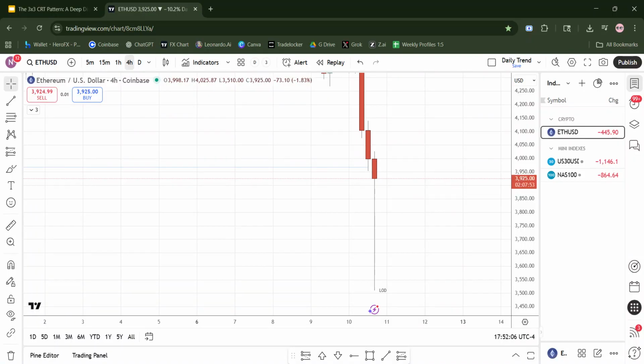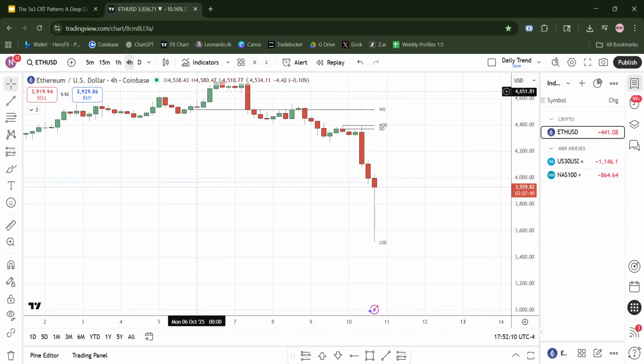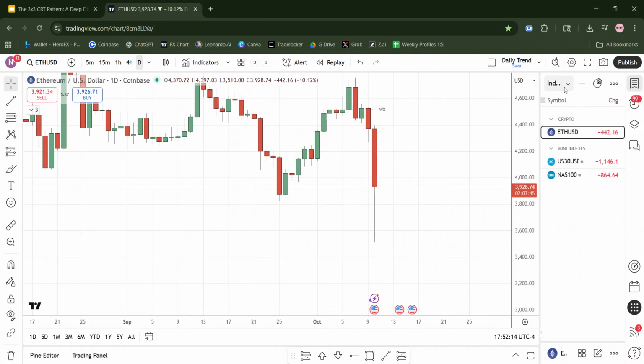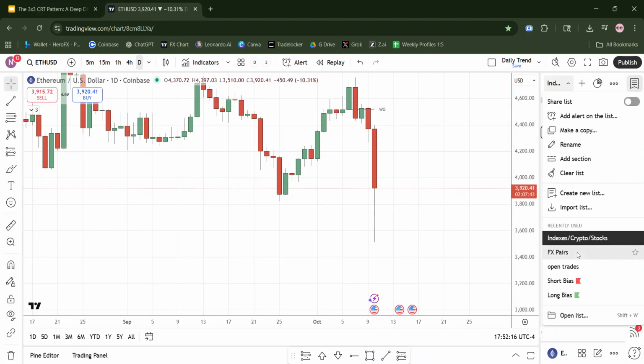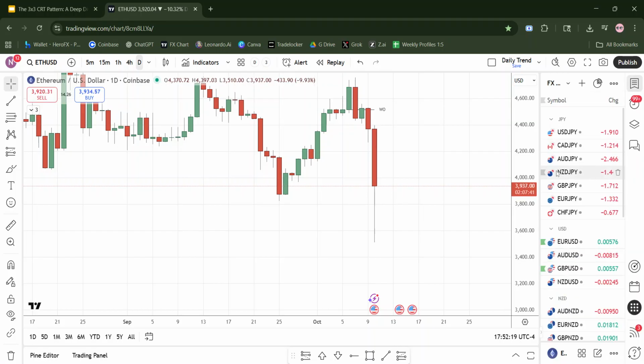It's Ethereum there. That's tanking hard, but I'm going to look at some Forex pairs for now. So let's start with the daily chart, and then I'll try to go down to some 4-hour ones, and then that'll be it. We'll wrap it up. So we'll do a major.